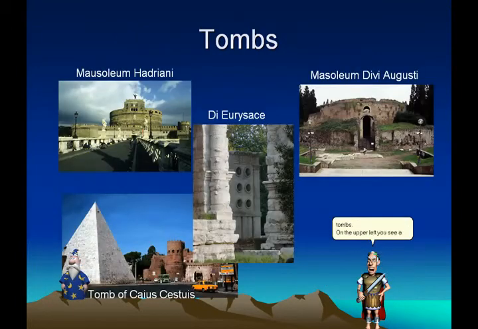On the upper left you see a picture titled the Mausoleum of Hadrian, now called the Castel S. Angelo. It has been reconstructed many times and contains far more than just a tomb.